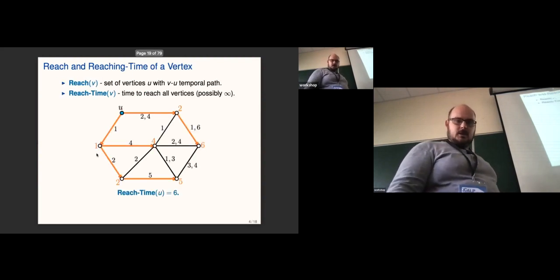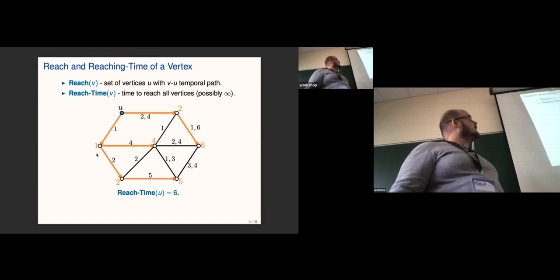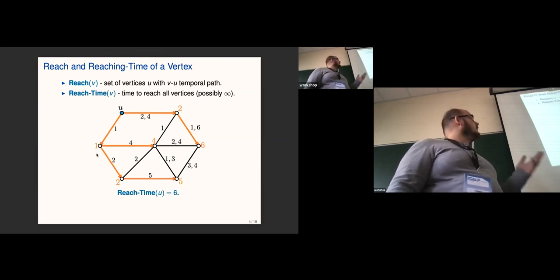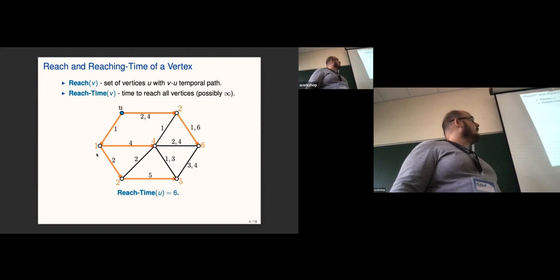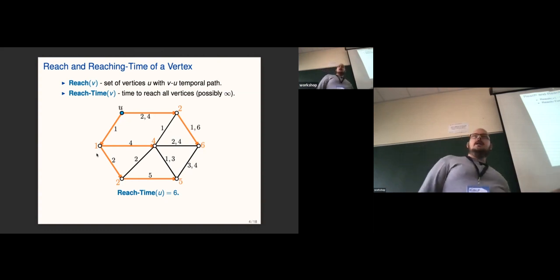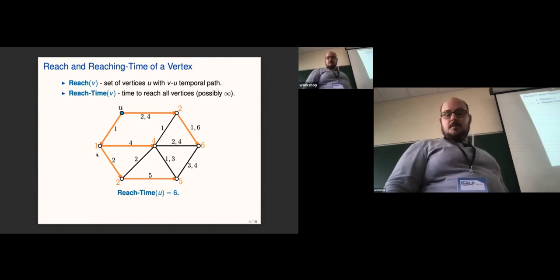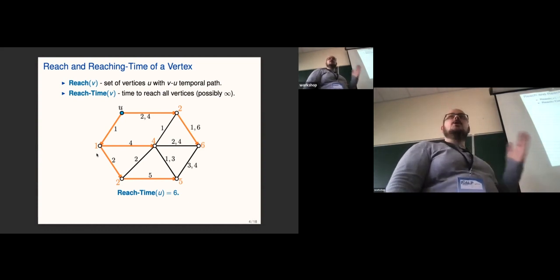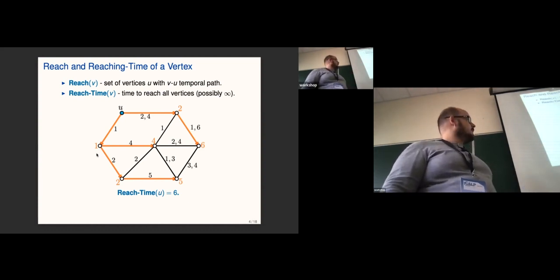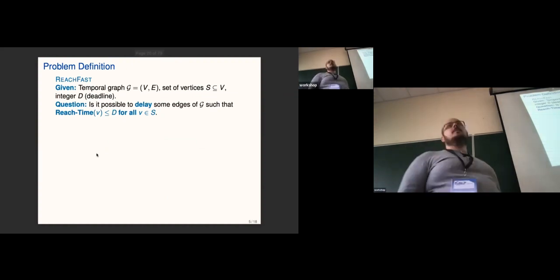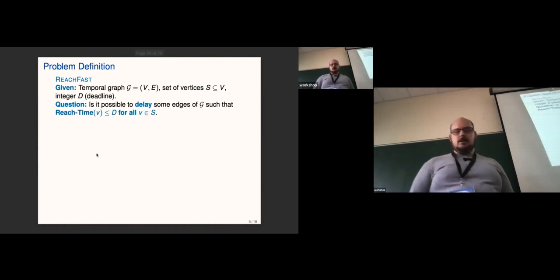Okay. So now we introduced this shifting of labels, reachability and reach time, and we saw that we can get better or faster temporal paths by some changes to the original labels of the graph, or moving edges between different edge sets. We can now define the problems that we studied.